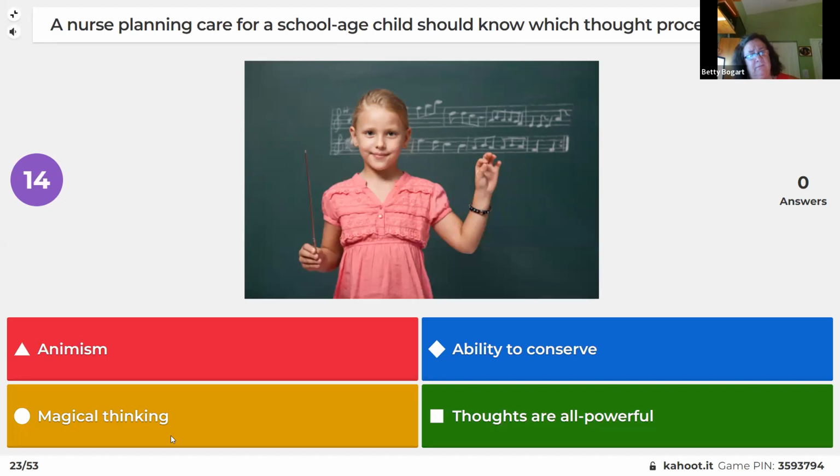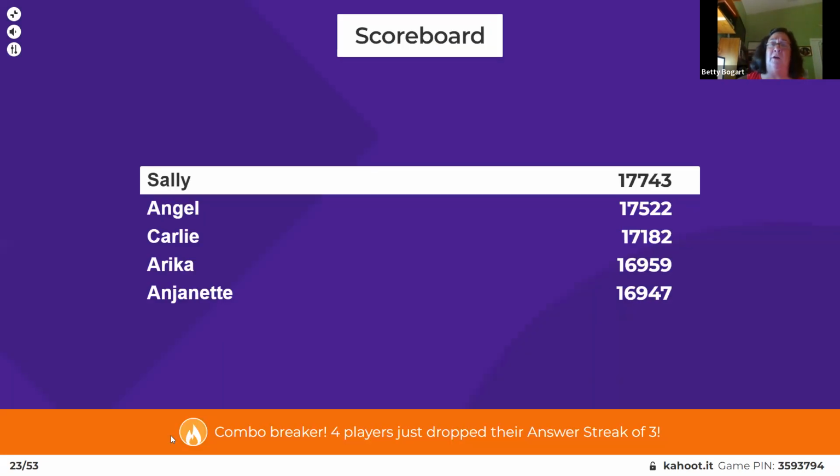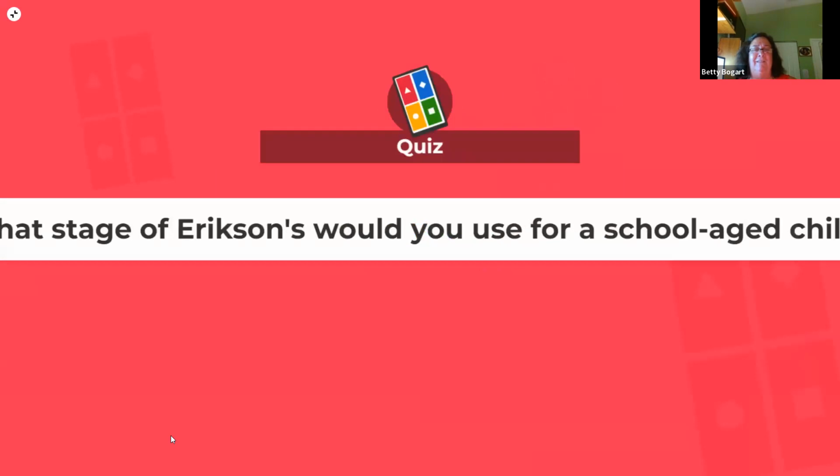A nurse planning care for a school-age child should know which thought process is seen. School-age children. So this is that ability to conserve. This is those little Debbie cakes that they made sure lasted all week long, or the milk and the cereal, we have enough for all week long. When you talk magical thinking, animism, those are your preschoolers. And then thoughts are powerful. I think that's more when you're going for your priesthood. It's not that strong like that in Piaget.